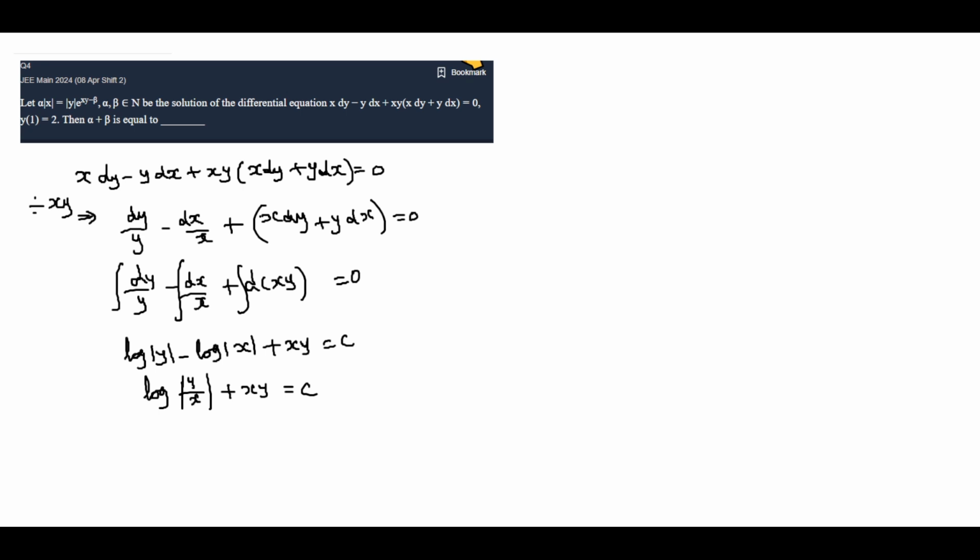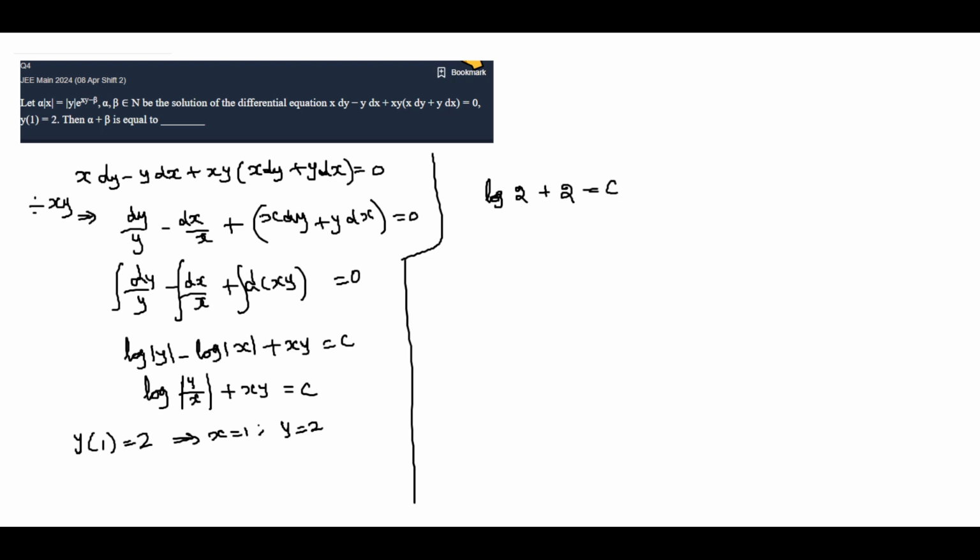Now take it as y of 1 equal to 2, which implies x equal to 1 and y equal to 2. So we need to find the c value. So log y value 2, log 2 plus 2 equal to c. So c equal to log 2 plus 2. Now replace the value here. Log mod y by x plus xy equal to 2 plus log 2.